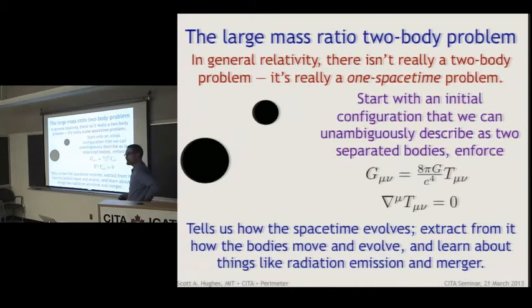So the way we do things in numerical relativity is we start with some initial configuration that unambiguously looks like two bodies, two neutron stars, or two black holes, or something like that. We enforce the Einstein field equations and our conservation equations, and spend 30 years writing computer codes for this, put it onto a computer, hit a button, math happens, and that tells us how the space-time evolves, and we get from that the dynamics of the bodies that are described by this space-time, how they behave. And a lot of great things happen from this.